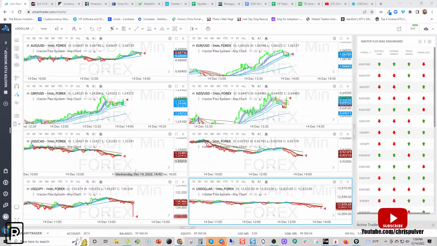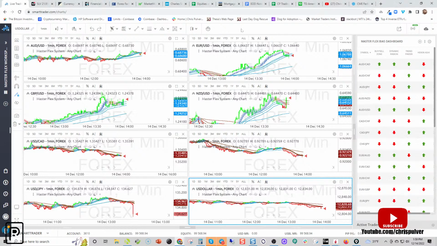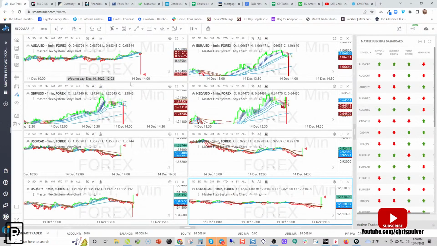Initially, I am seeing just some pre-market movement. It is not quite 2 o'clock yet. The expectation today is that the Fed is going to raise rates by 50 basis points, bringing us up to around 4.25%, I believe. Here is the CME Fed Watch tool. Yep, so 50 basis points brings us up to 4.25 to 4.5%. And we're going to see what happens.